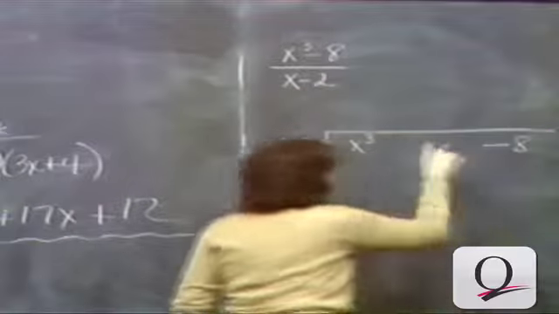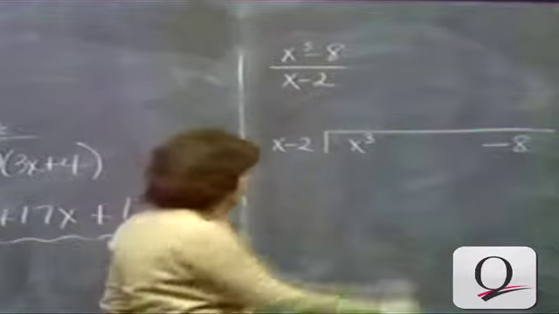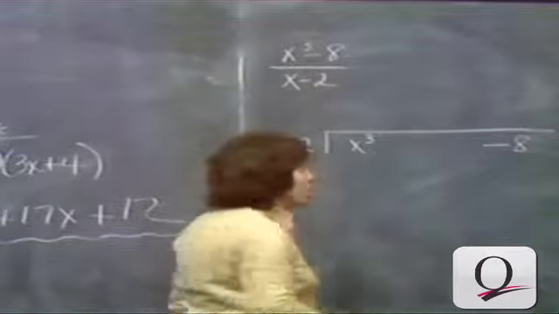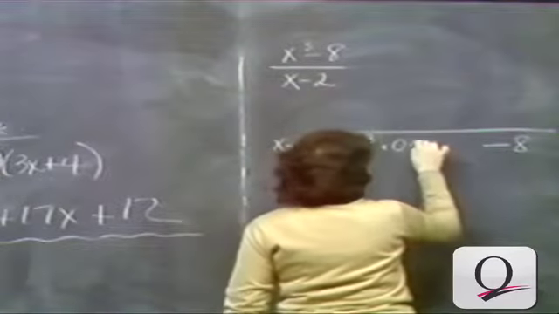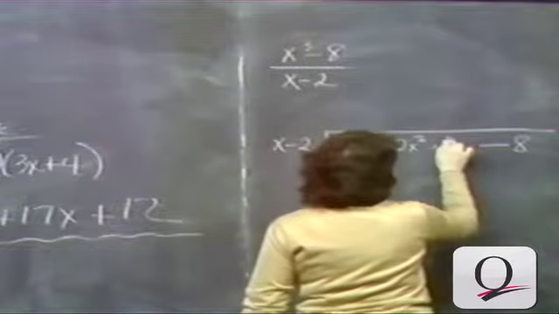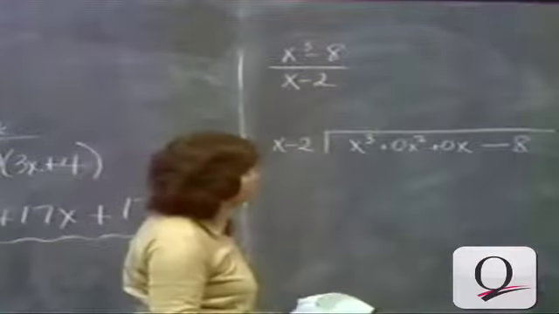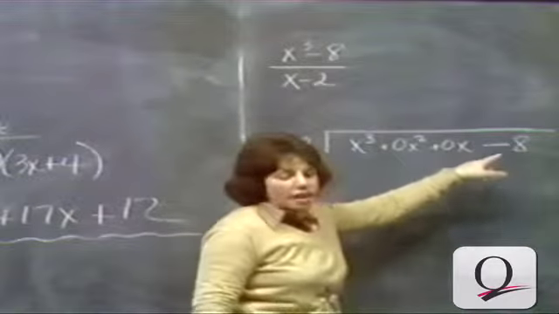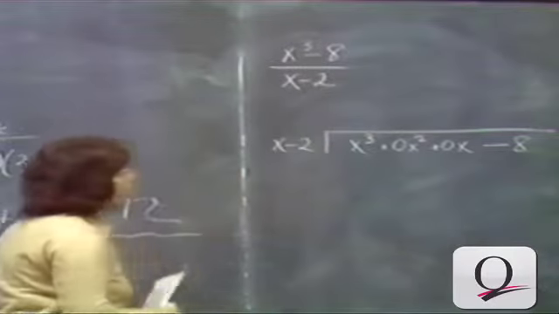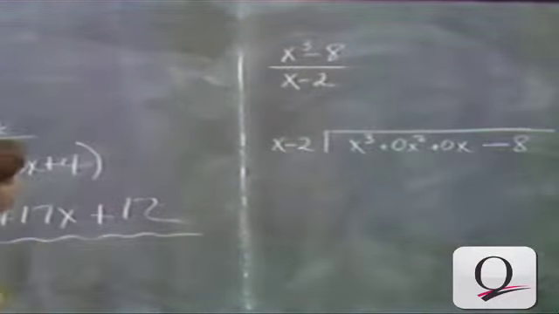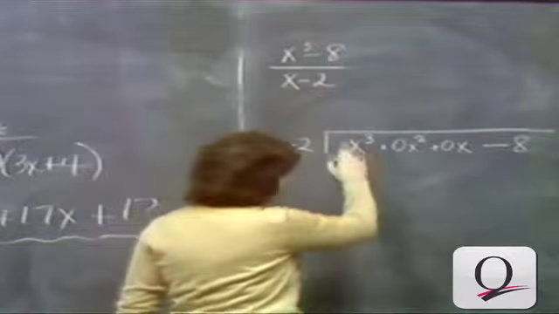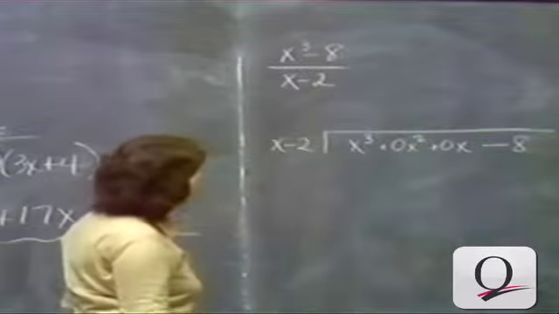In this particular problem, there are 2 terms that are missing. Starting with a term of degree 3, we must leave place for the term of degree 2 and the term of degree 1. There's an x cubed term, so we'll put in a 0x squared and a 0x, and then we have the constant term. Every term must be taken account of, from the highest to the lowest.